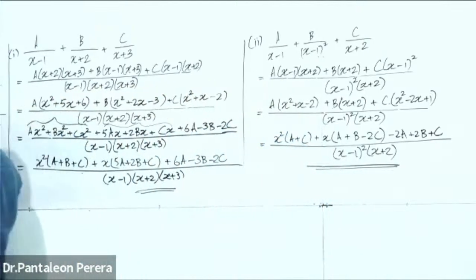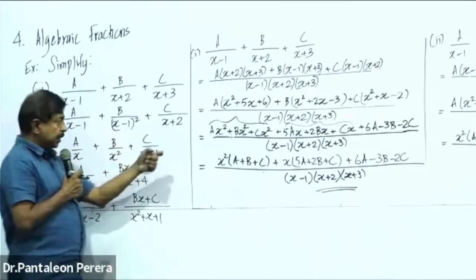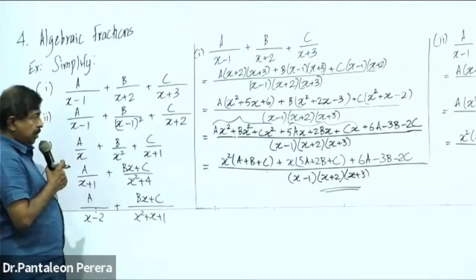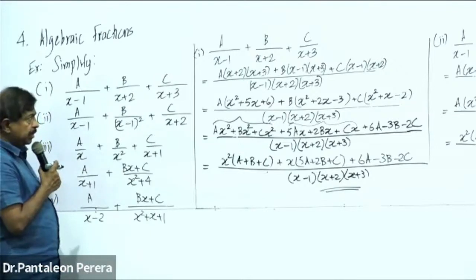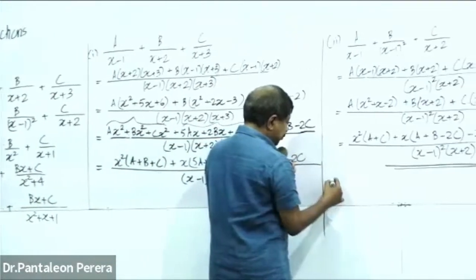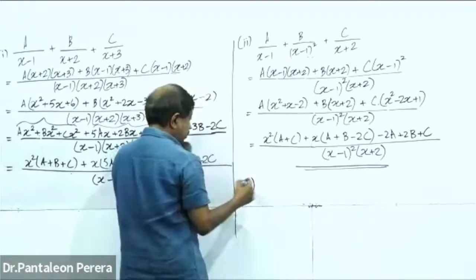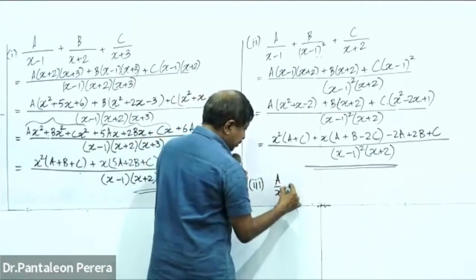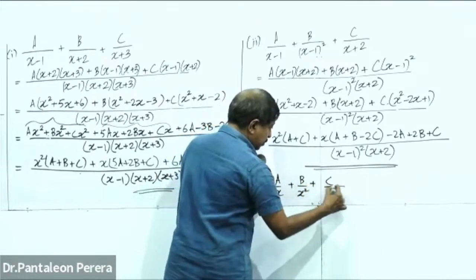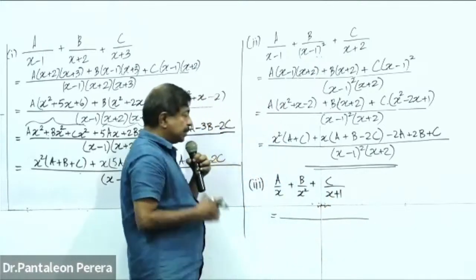Because you need this for partial fractions. So you exactly need to write it like that. Now you go for this: a over x, b over x squared plus c over x plus 1. Now, what is the common denominator?